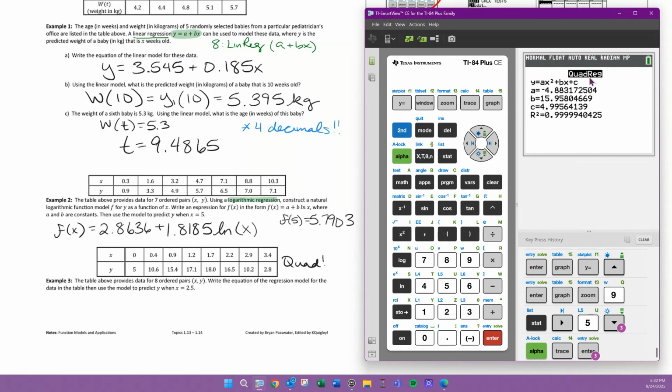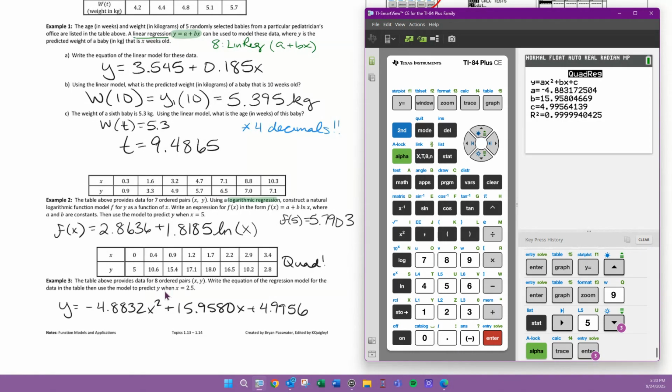We put them exactly where they belong, which means that this would become the equation y equal to negative 4.8832x squared plus 15.9580x plus 4.9956. That is very, very accurate coefficients for this quadratic function. We chose it was quadratic because of the way that the graph looks when we use statistics.